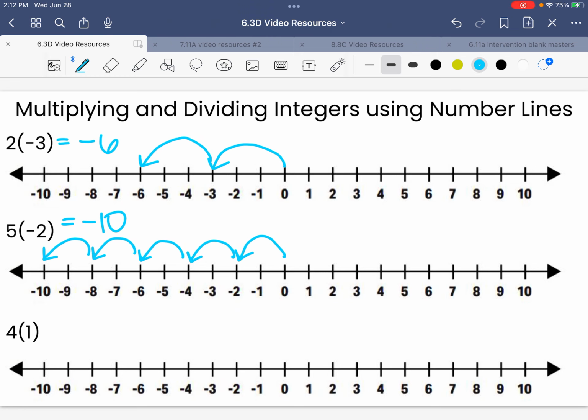The same thinking can be applied if we're only dealing with positive numbers. So if I have 4 groups of 1, I'm going to start at 0, and my first jump is just 1, but I have 4 jumps to go because I have 4 groups of 1. So here's my second group of 1, here is my third group of 1, and here is my fourth group of 1. So 4 groups of 1 gives me a grand total of 4 units.